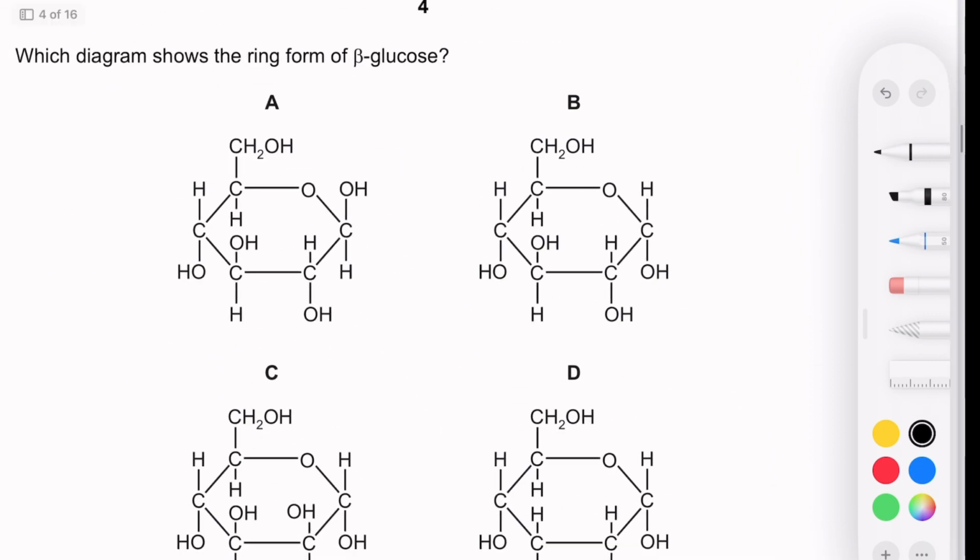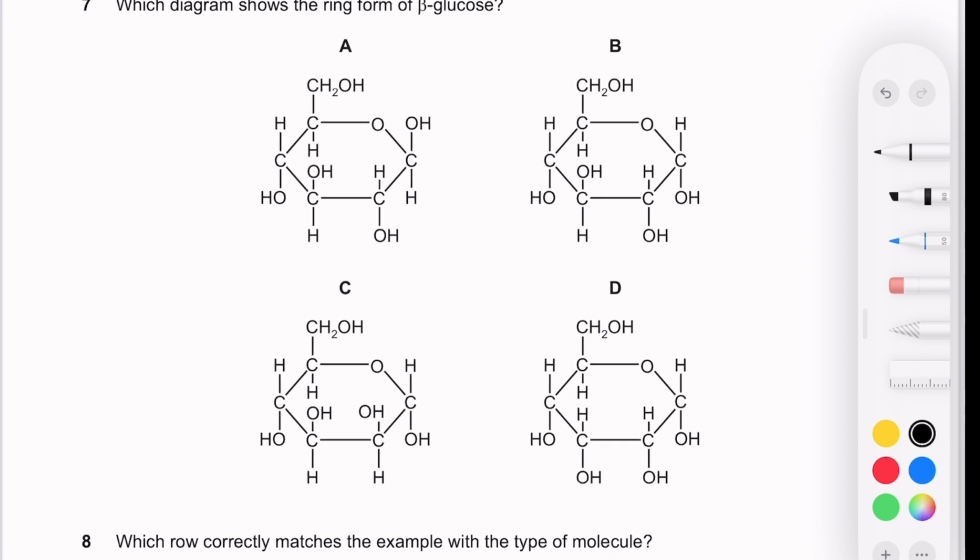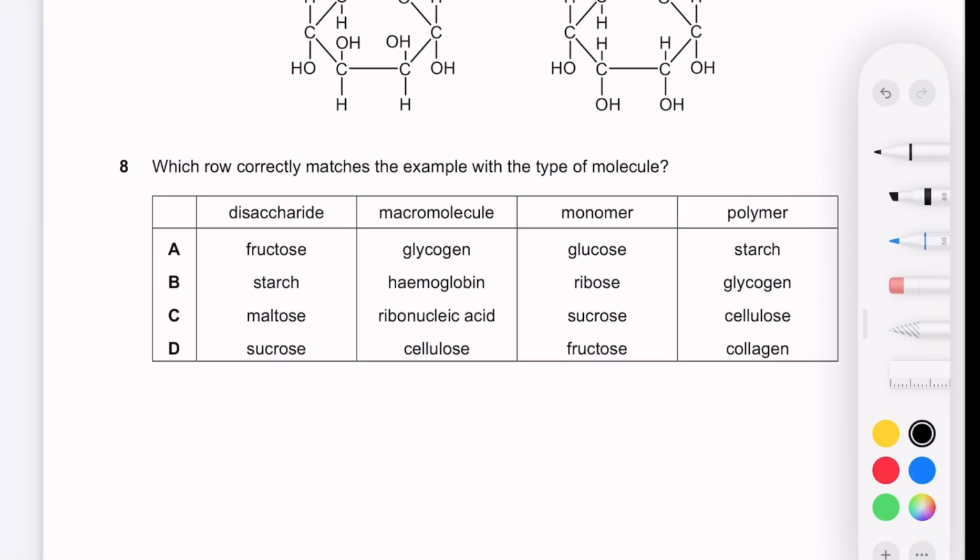Interesting. Okay. 7. Which diagram shows the ring of beta-glucose? For beta-glucose, you're going to notice that the arrangement of the OH groups on carbon number 1 to 4 is going to be up, then down, then up, and then down, so that's A. However, up, down, this is alpha glucose. And for this one, down, I'm not familiar with this sugar. Down, up, down, again, another sugar that I'm not familiar with.